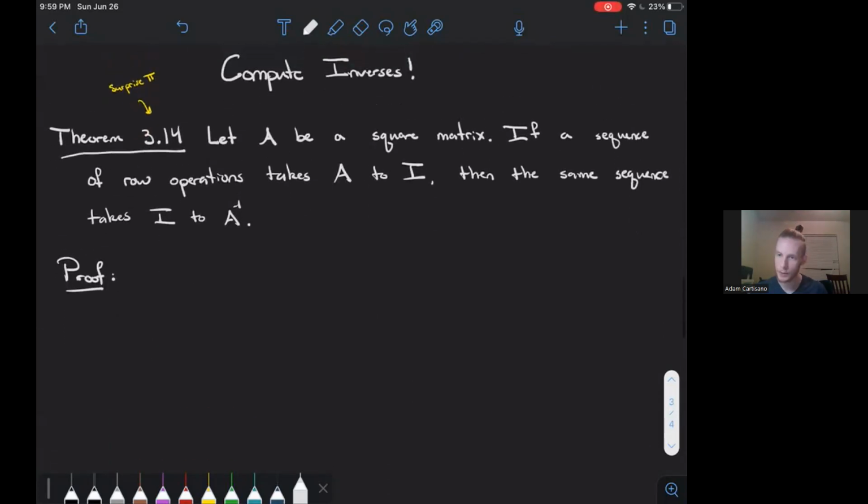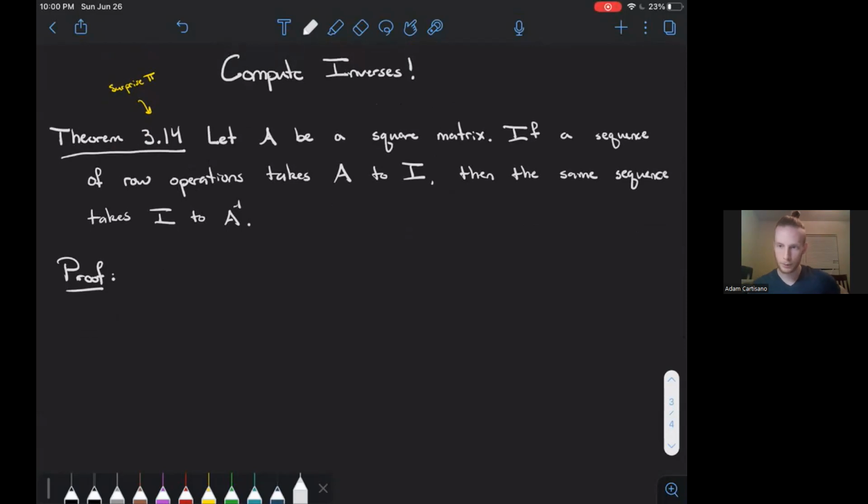So the last thing that we're going to end with is how to compute the inverse of a matrix. This is theorem 3.14. Okay, sorry, this is math class. I had to make the joke. Okay, so let A be a square matrix. So if you have a sequence of row operations that takes A to the identity, then you have to ask, what does that sequence of row operations do to the identity? And the answer is it takes it precisely to the inverse. Okay.